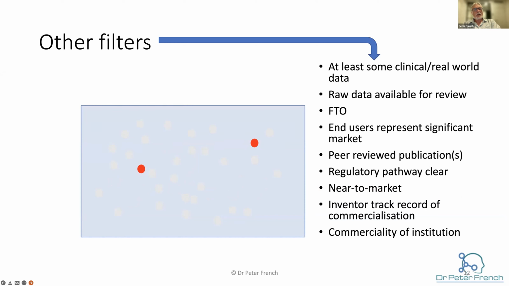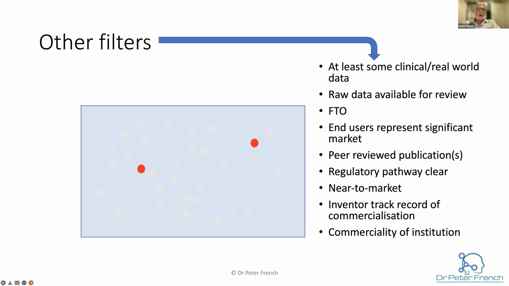The next filter included lots of things like, was there some real world data? Are there plants that can grow in salt with that gene? The raw data needs to be available for review. Is there freedom to operate? Are there other patents that infringe? Any peer-reviewed publications? An understanding of what the regulatory pathway looks like. How near to market is it?